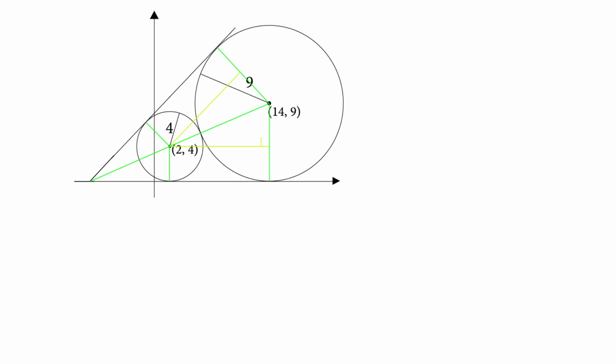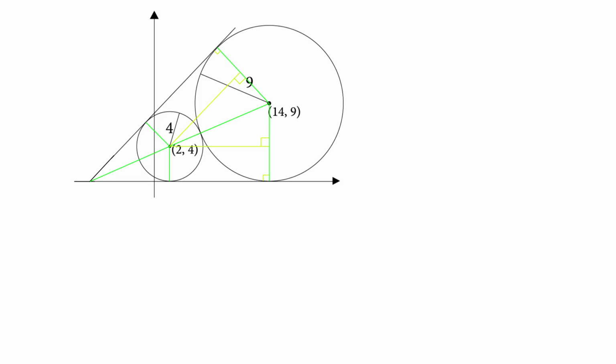Start labeling some of these right angles. That's the first right angle. This is the second right angle, right? Because this is tangent, so that is a right angle. And this is a tangent, and that is a right angle. And since those two lines were parallel, they also make right angles.